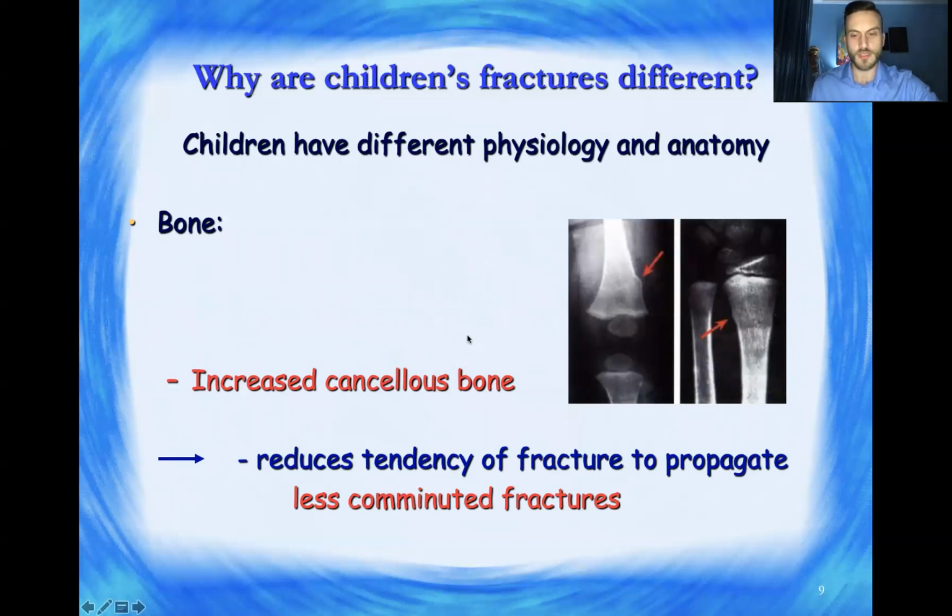Okay, so they have less comminuted fractures because of the increase in cancellous bone, less cortical, more cancellous, so more compressive force can be accommodated by the bone. That's why they will be having fractures like this, as you can see here. It's a buckle fracture because of the compression, and you can see it here in the distal radius.